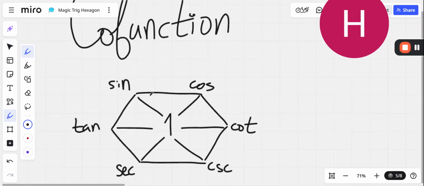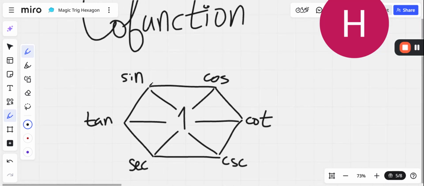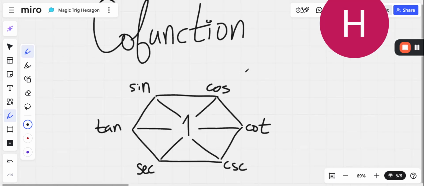So you see on this hexagon, I've labeled these vertices in a very particular way with a specific order in mind. So I have, starting from this top left section, sine, and then going clockwise, cosine, cotangent, cosecant, secant, and tangent. And you'll notice that there's a 1 in the middle. They're all kind of connected to the 1. That's going to be important in a moment.